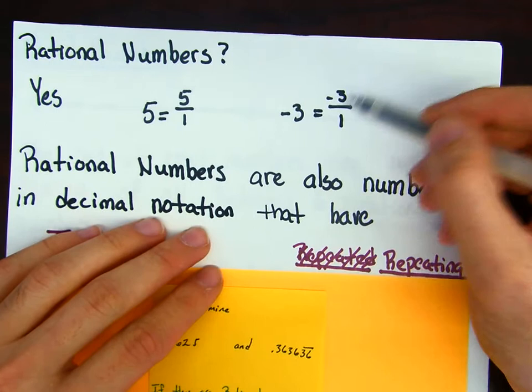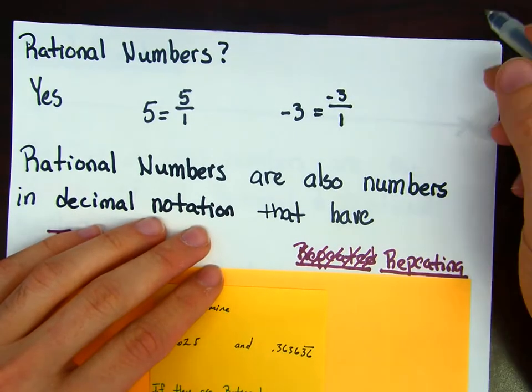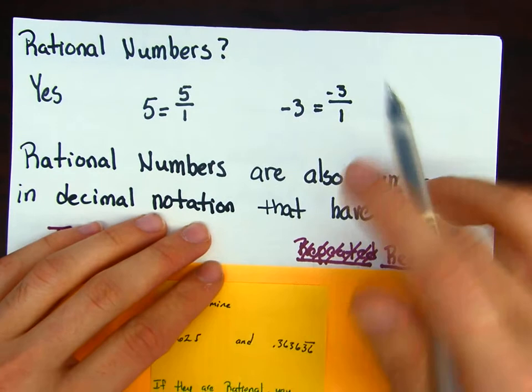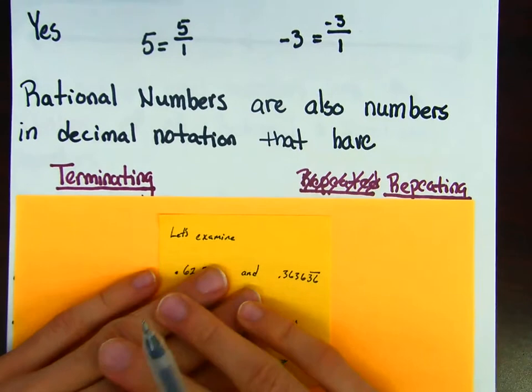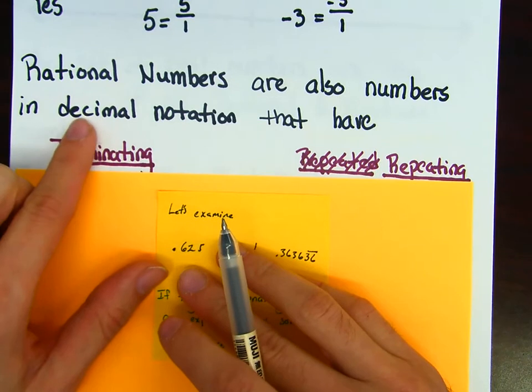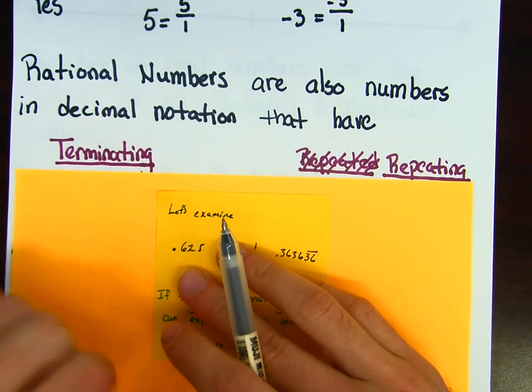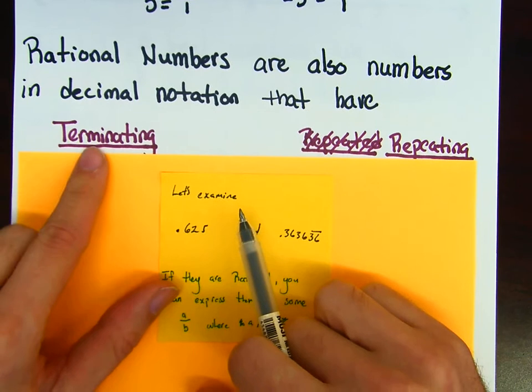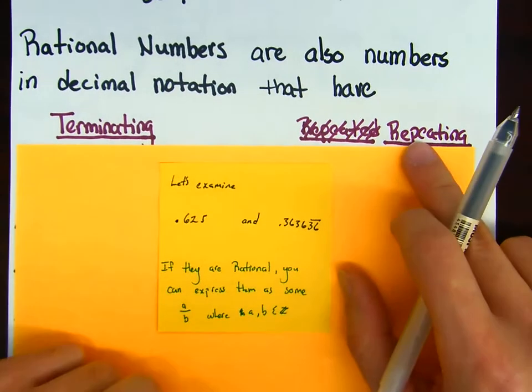And the same idea as -3. I could express -3 as -3 over 1. So this -3 and 5 are also rational numbers. Okay, let's continue. Rational numbers are also numbers that are in decimal notation, and they could have some sort of terminating pattern or a repeating pattern.